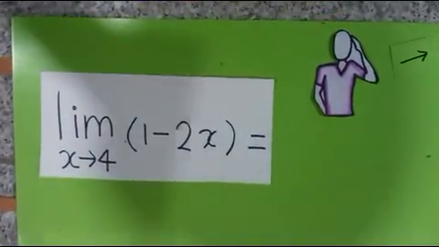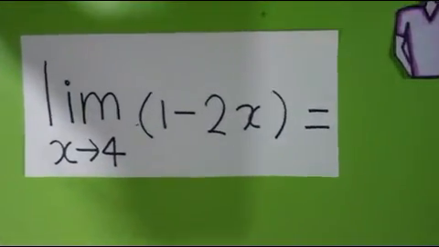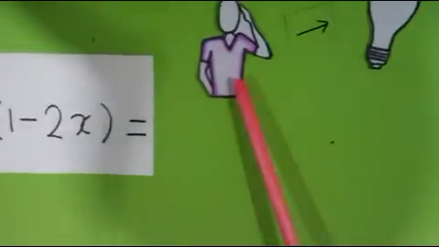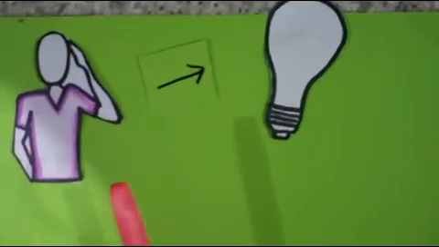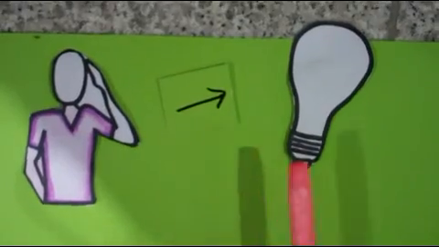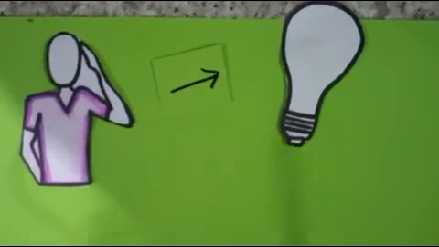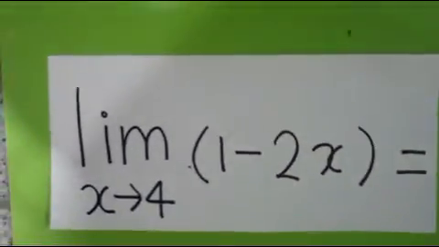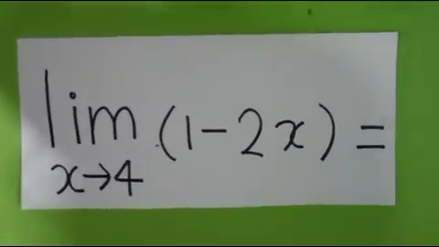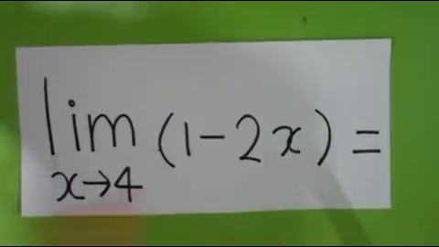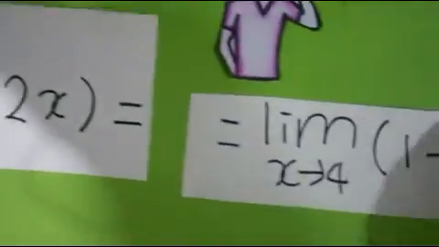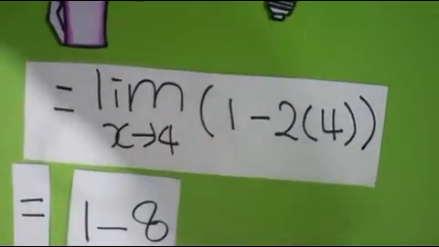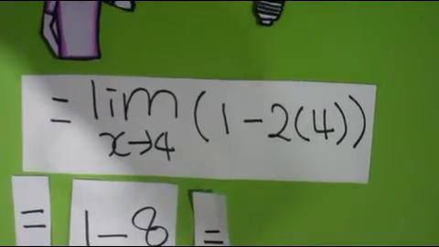Okay, now we're moving into a more intense problem. Many students will first think, oh my god, when they look at this problem, but with our help, you're going to have a spark in your brain, and you'll be able to solve it. In this problem, you're going to directly substitute 4 into x. When you do that, you get this equation, and it gives you 1 minus 8, which is equal to minus 7.